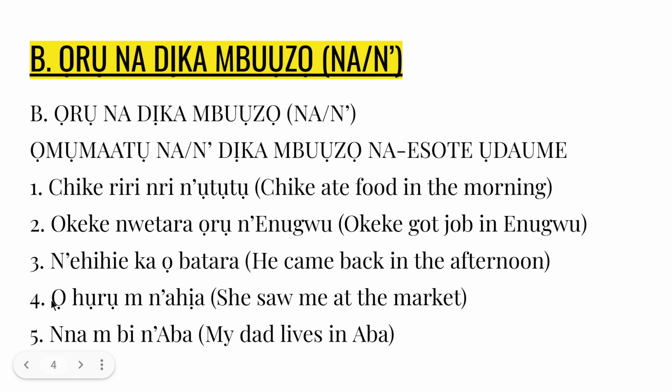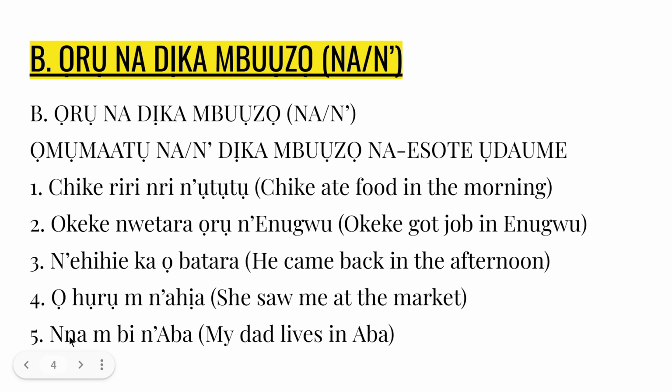And then we have the fourth one: Ohorom n'ahia. She saw me. Where? At the market. She saw me at the market. Ohorom n'ahia. So immediately you say na, the word following it is ahia. The first letter of ahia is a. So we now remove this a and then replace it with an apostrophe.